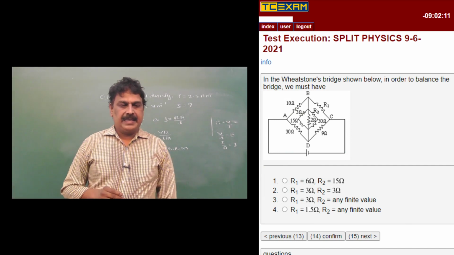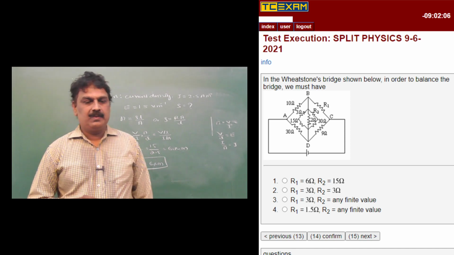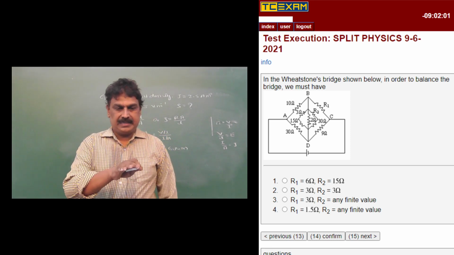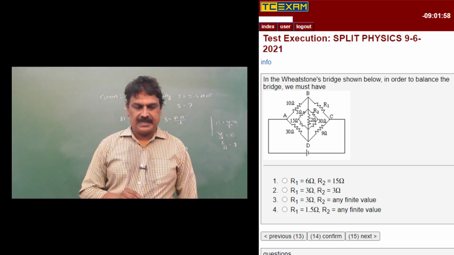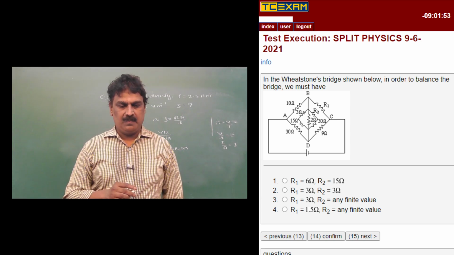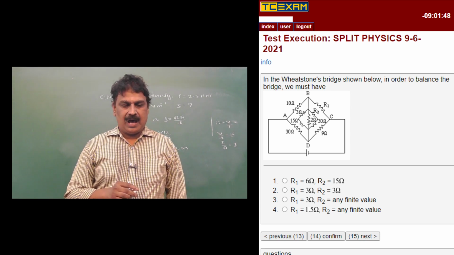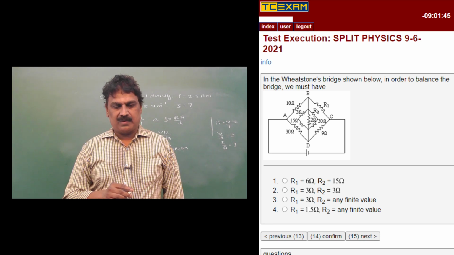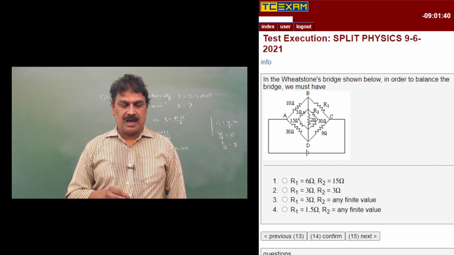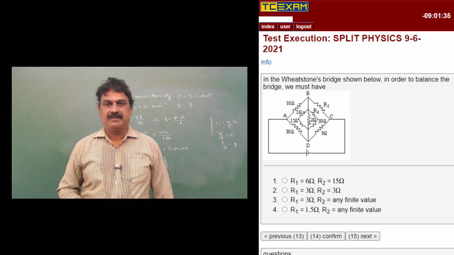Now, in the Wheatstone's bridge shown below, in order to balance the bridge, we must have, the options are given: R1 is equal to 6 ohm, R2 is equal to 15 ohm; R1 is equal to 3 ohm and R2 is equal to 3 ohm; R1 is equal to 3 ohm and R2 is equal to any finite value; and the fourth one, R1 is equal to 1.5 ohm, R2 is equal to any finite value.